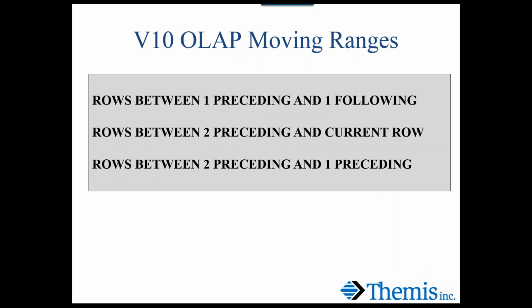We can look at some of these other things we can do in these moving ranges. So you see this example, I'm doing rows between one preceding and one following, rows between 2 preceding and current row, rows between 2 preceding and 1 preceding. You're just defining your window here, right? So in my case, I was doing a running average in this previous example, and this is just saying which rows are going to be averaged with the current one.